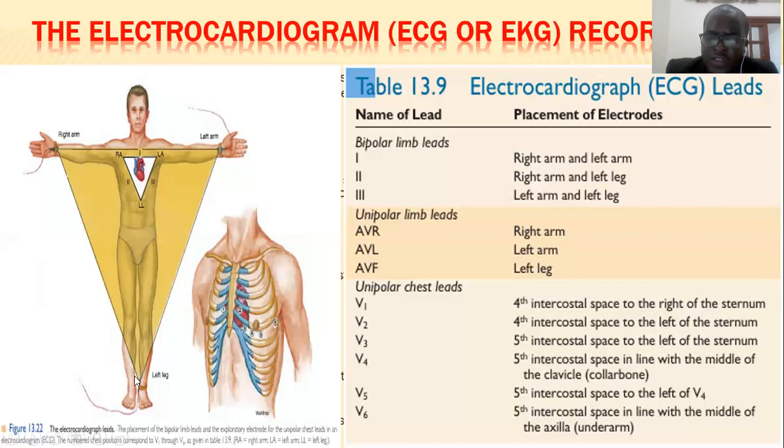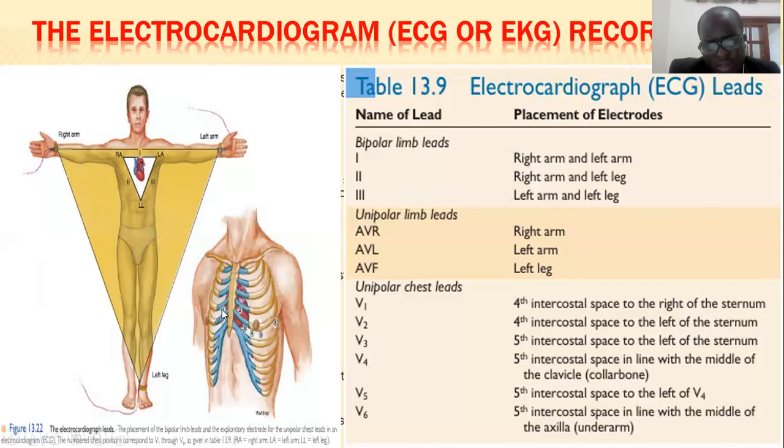So since your positive is here, your negative will be that side. And then you have another positive for lead 3. So if your positive is here, the negative will be the other side. So you know to say that the right arm, there is no L, so there is no positive. So it's all negative. So this is called the Einthoven's triangle.